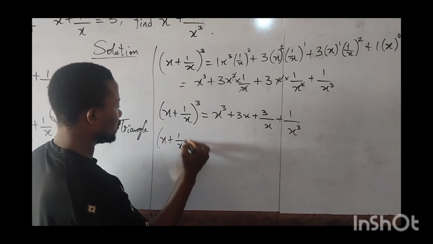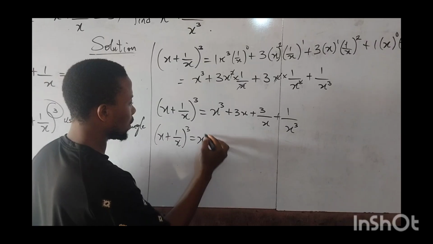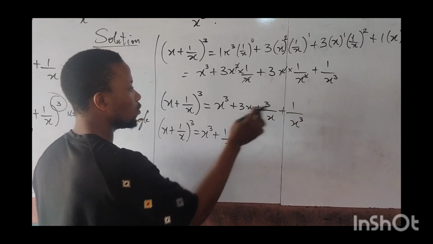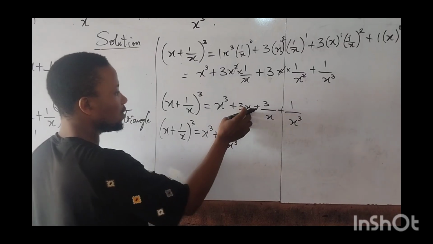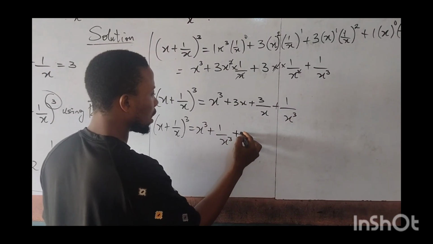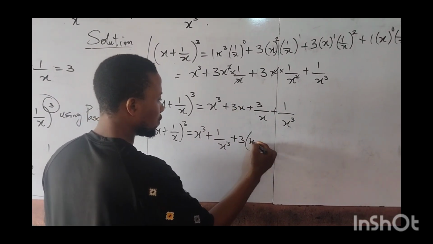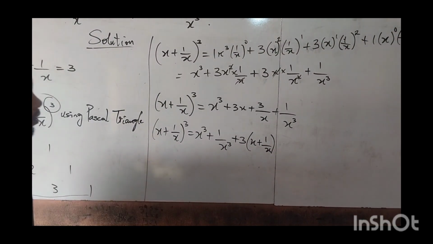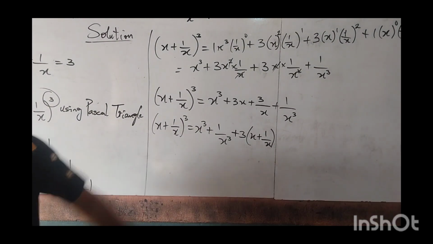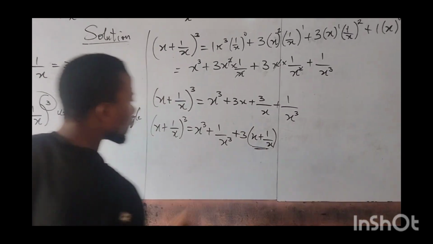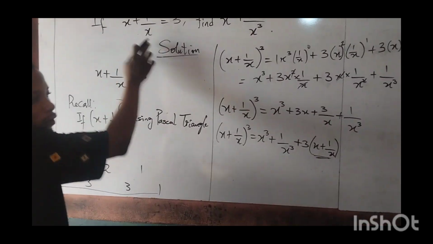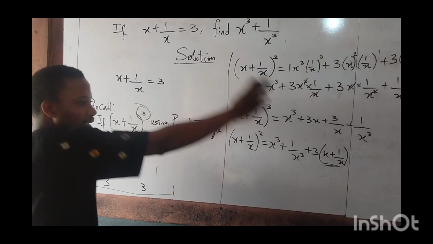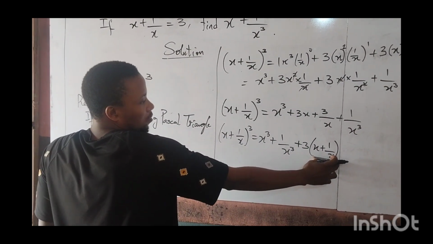(s + 1/s) raised to power 3 is equal to s raised to power 3 plus 1 over s raised to power 3, and this one, 3 is common here. I can factorize 3. If I factorize 3 here, I'm going to have 3(s + 1/s). Okay? Now, if you look at it very well, this thing is similar to this, because we have been given in the question that s plus 1 over s is equal to 3. This one is similar to this one.